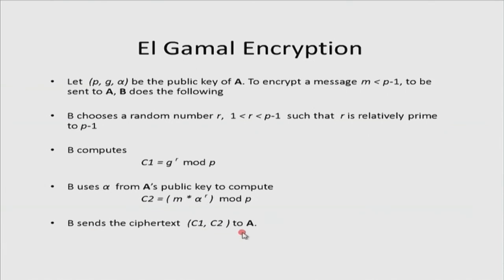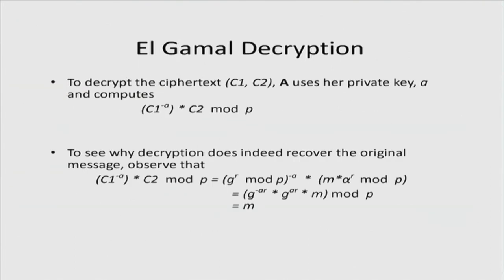Now the interesting question is, how would you decrypt this? Actually it's very straightforward. Something tells you that to decrypt it, you need to use the private key. So A will have to use her private key, which is little a. To decrypt the ciphertext C1, C2, A uses the private key little a and computes. The first part of the message was, if you recall, g raised to r.